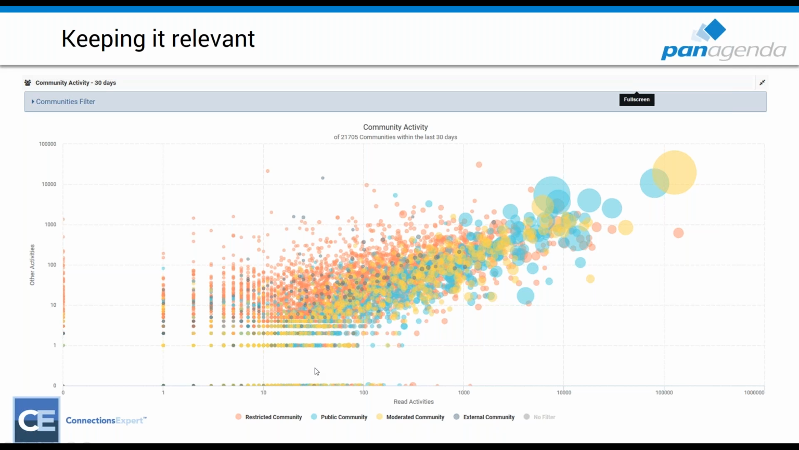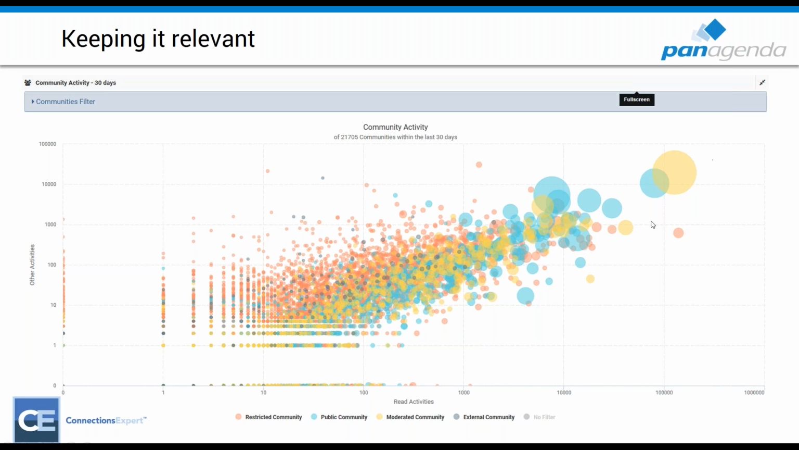What you eventually want is to come to a situation where you have a lot of communities where people are communicating. This is an example of a very large organization. They have 21,000 communities, which is a very big environment. But this overview immediately shows me what is happening here, because each of these bubbles is a community.